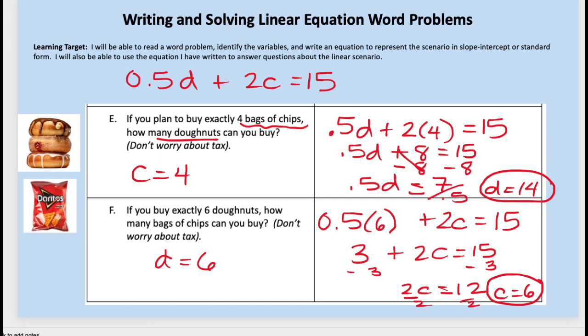Now, I'm nervous that I didn't do this right. So again, I always encourage you to check your work. I'm just going to plug in this value for C and make sure it checks. So 0.5 times 6 plus 2 times 6 is hopefully going to equal 15. 0.5 times 6 is 3, plus 2 times 6, which is 12. 15 does equal 15, so it does check.